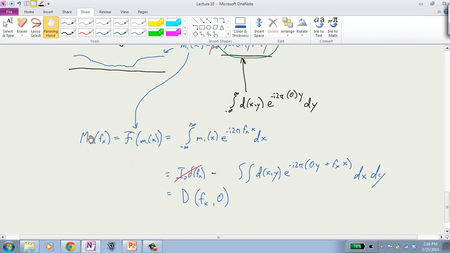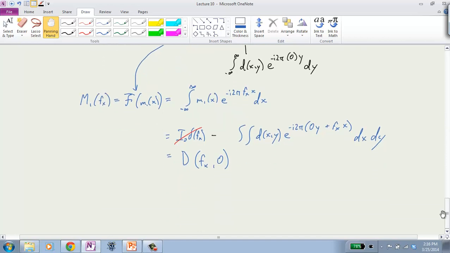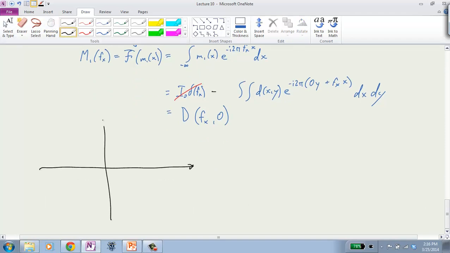If I take the Fourier transform of my measurement, this is in a lower dimension, right? This is a one-dimensional thing. Take the one-dimensional Fourier transform. That gives you exactly one slice of the two-dimensional Fourier transform. So let's say this is d of fx fy. This is the Fourier transform of what we actually want to know.